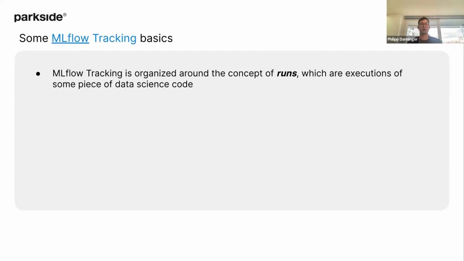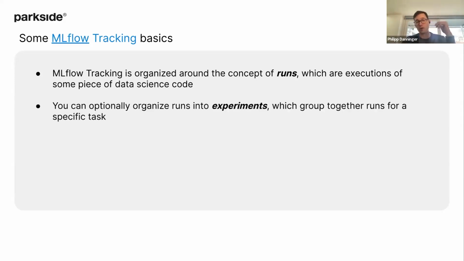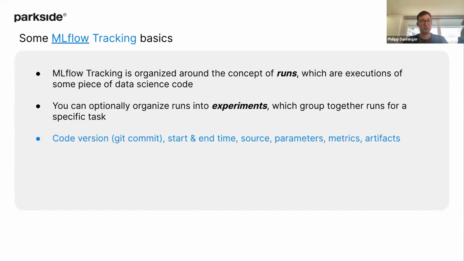MLflow tracking is organized around the concept of runs. Now, a run is basically an execution of code bits that you have and that you want to record, or from which you want to record a couple of tracks or metrics. You can further group these runs into experiments. I will show this later in the tutorial, where I have two different algorithms as experiments for which you can then do multiple runs. What can you record?